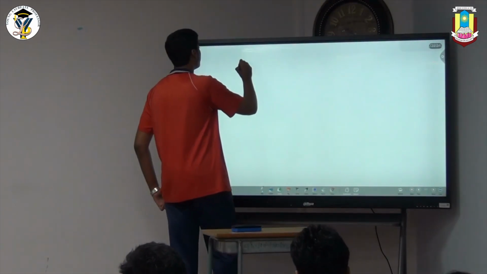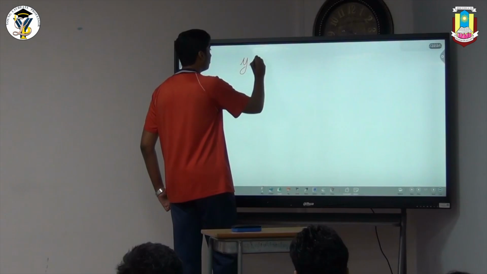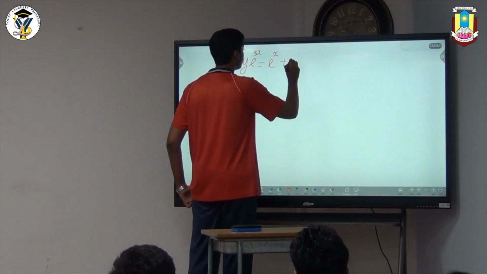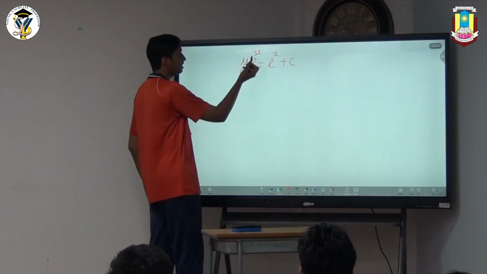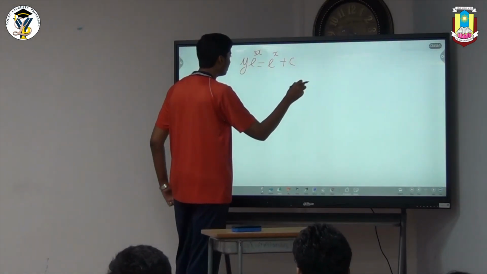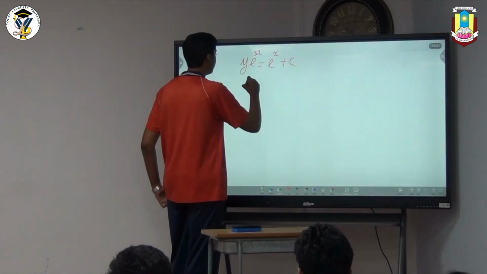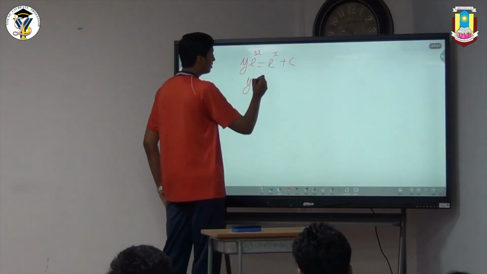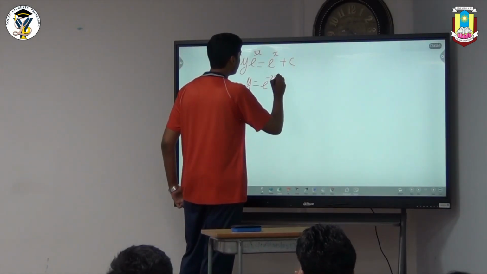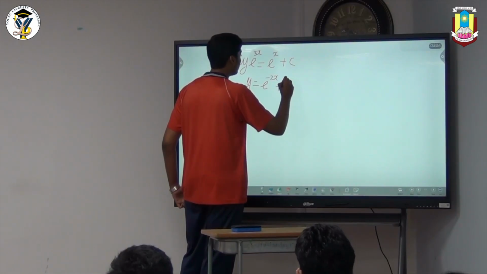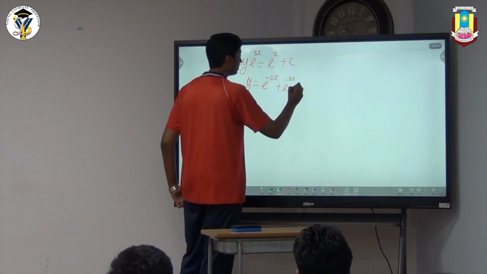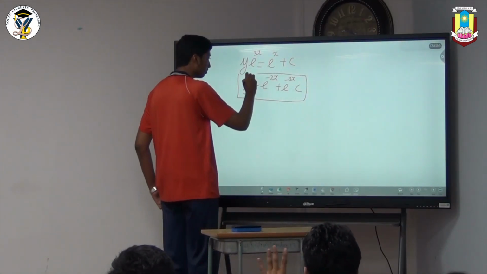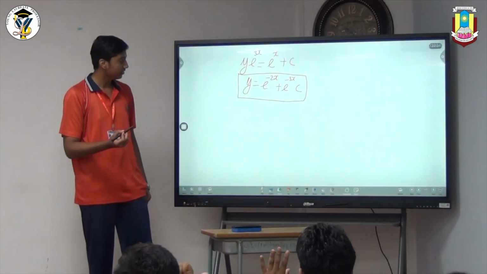Now we will write the expression once more. y times e power 3x is equal to e power x plus c. We can take this e power 3x to the RHS by dividing the whole expression by e power 3x. We will get the result y is equal to e power minus 2x plus e power minus 3x multiplied by the constant of integration. This will be our solution to the first order linear differential equation.